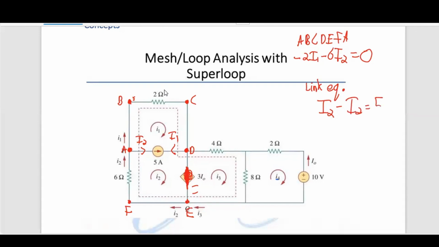Will equal to 5. The one that's going with, subtract the one that's going against, will equal the current source, which is 5 amps. All right, and this is how you treat it with a super loop. All right, let me try the other one.